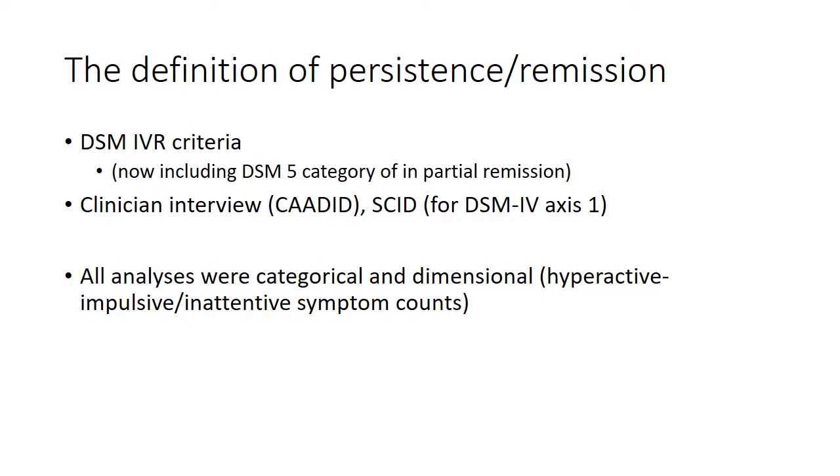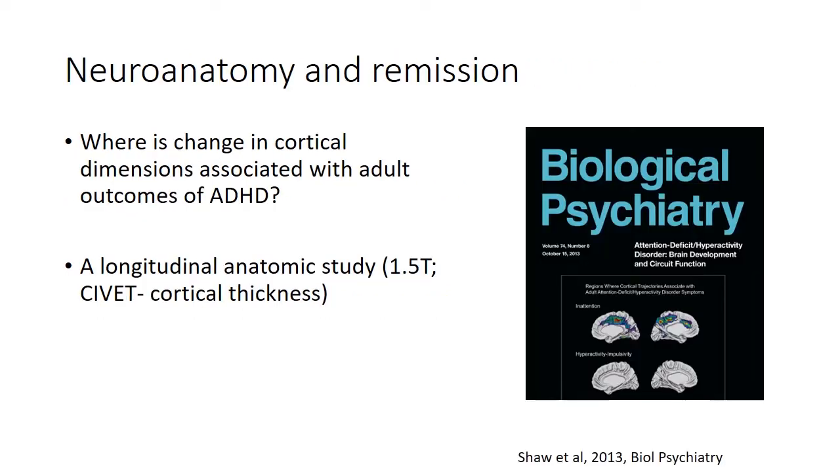Adult outcomes were ascertained through clinician DSM-based interviews done by me. I used the CAADID for ADHD and the SCID for Axis I disorders. We analyzed data both categorically, contrasting persistent against remitted, and also dimensionally, regressing all the neural features against symptom counts. Most of the slides I'll show will give the categorical outcome results because they're a bit easier to understand, but they're always backed up, unless I say otherwise, by the dimensional findings. So in this talk, I'm going to talk mainly about the connectivity imaging that was acquired at the adult endpoint only.